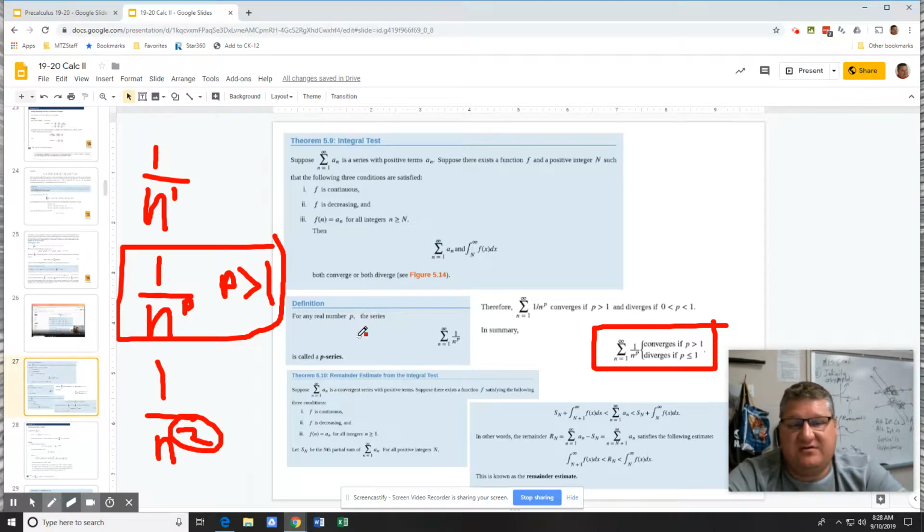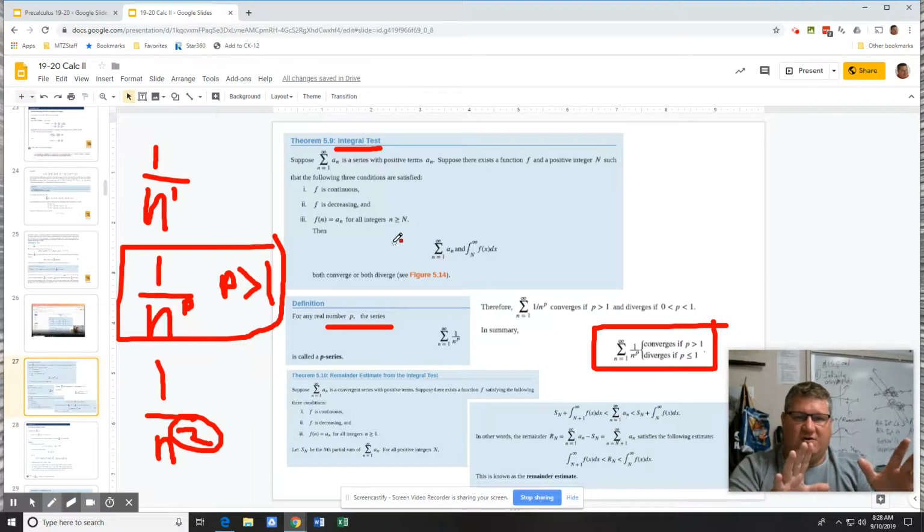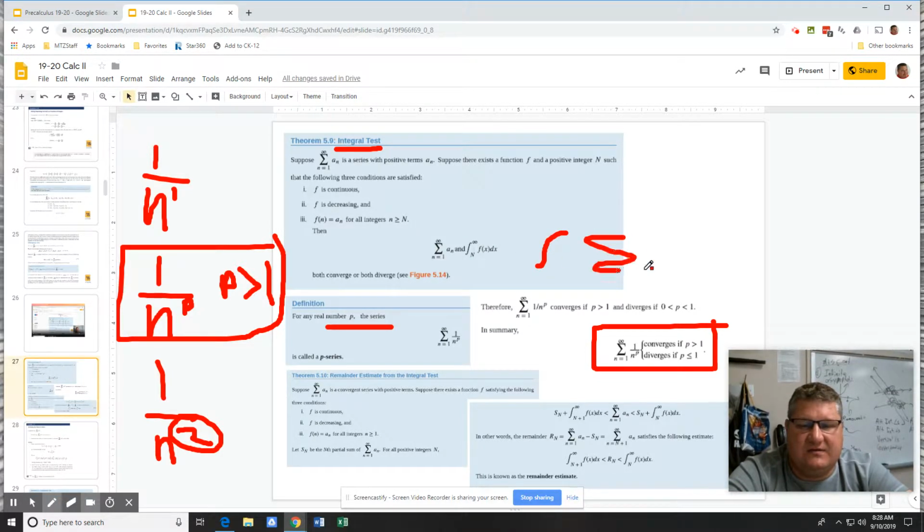Now, here's another test. So we have the p-series test, and we have the integral test. The integral test is nothing more than: if the integral of that series converges, then the series converges. It makes sense that an integral sign is really just another version of an S or a sigma. So we say the series is basically an integral, and if this converges, then I can guarantee that this converges.